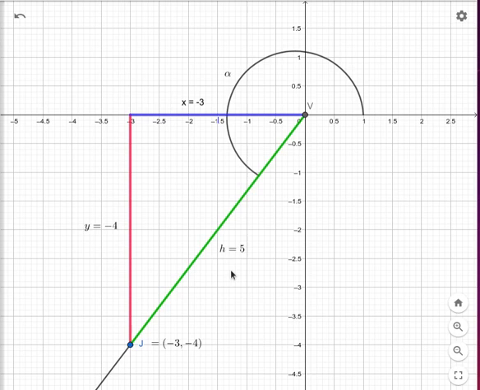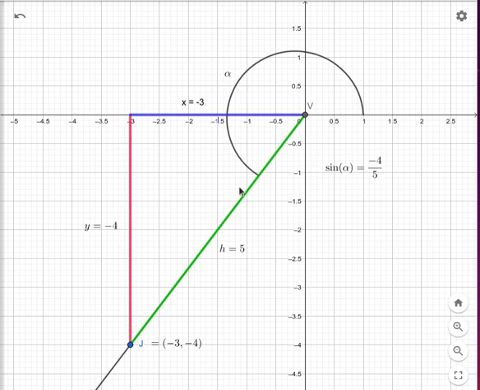But now we could start talking about sines, cosines, and tangents, and cosecants, secants, and cotangents. So the sine of this angle, whose terminal side goes through the point (-3, -4), is going to be -4 divided by the length of the hypotenuse, which is 5. So -4/5. Can you find the other 5 trig ratios?